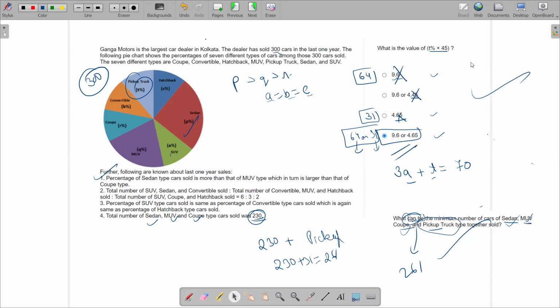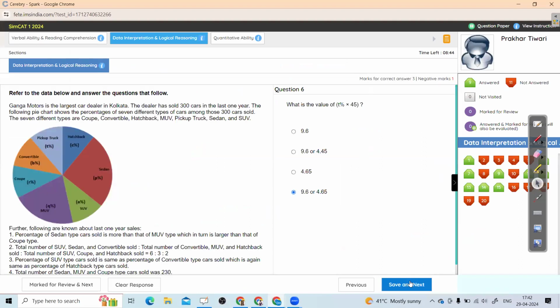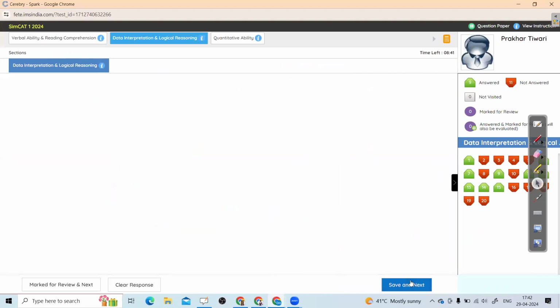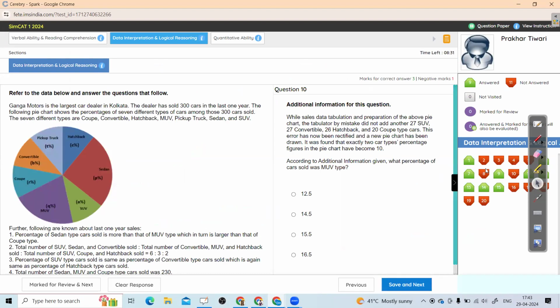So two questions are done. Now let's come back to the set. Oh, why have I come here? What can the minimum possible car sold of this be? Okay, so we will come to this later on. Okay, ninth one we are sure, 261 we got. Okay, 9, 10. 10th one, this is the set.